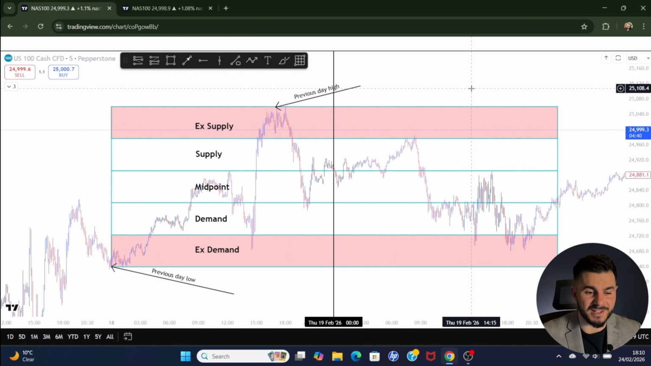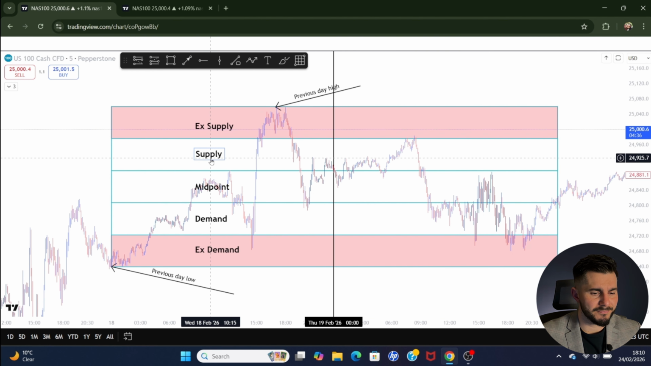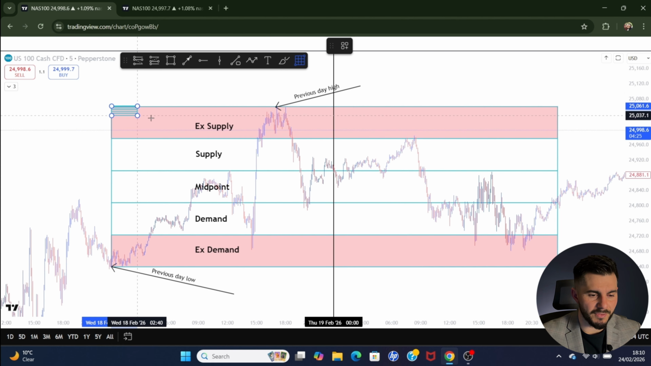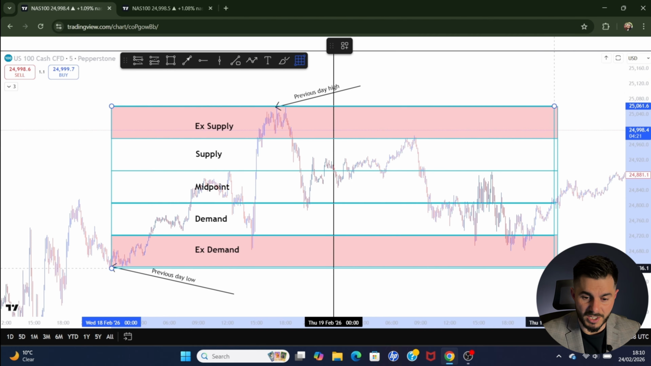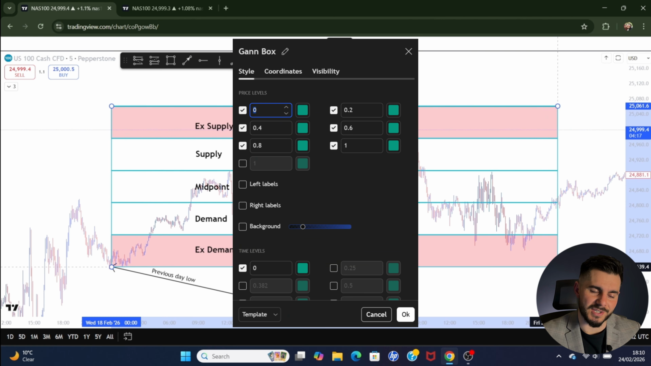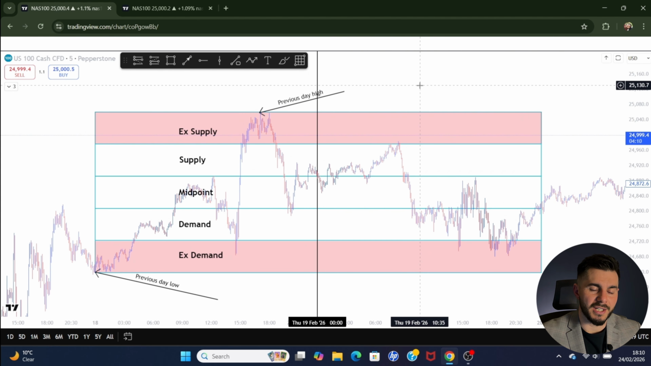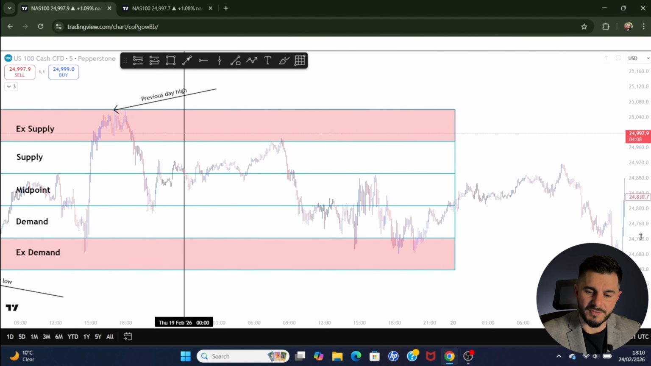Now, this is a supply and demand hierarchy. We have extreme supply, our midpoint, demand, and extreme demand. And how did we create this? We took the price action from the previous day, the high and the low, and I used this Gann tool here that I just modified to divide perfectly into 5. Here are the settings for that. We've drawn from the previous day's high and low, and we trade it the next day.